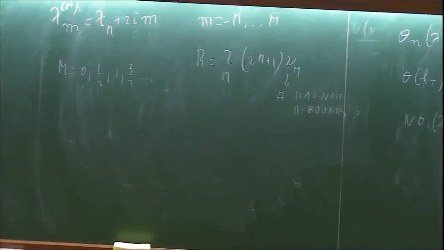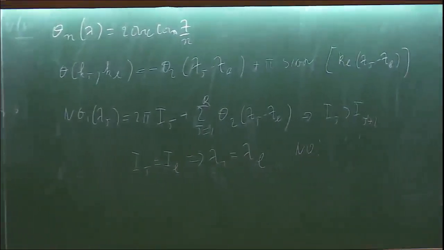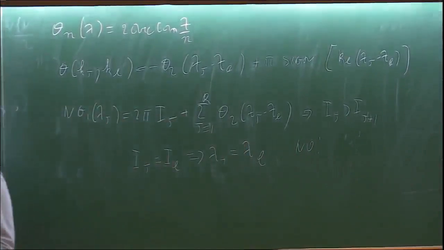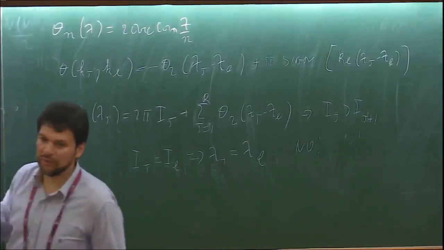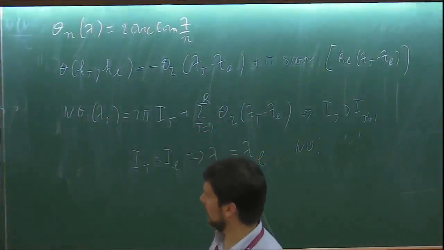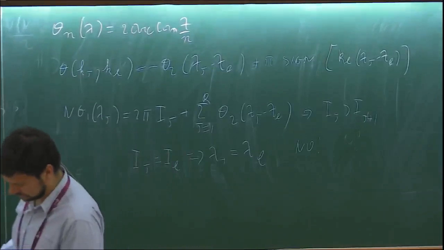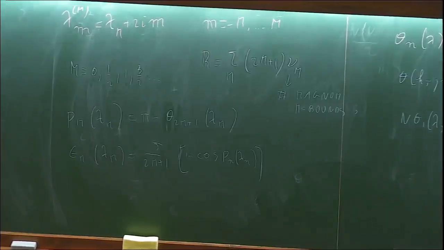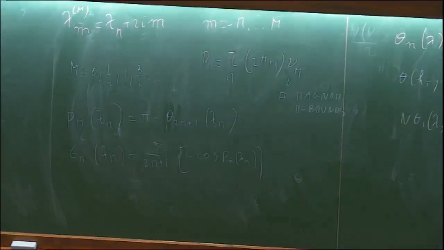And then you can convince yourself, it's an algebra exercise, that in the Bethe equation you can first factor out the scattering between magnons belonging to one complex, and you have a lot of simplification, so that these magnons acquire a modified momentum and a modified energy contribution. So in particular, the momentum of a magnon of type m with center of mass lambda m is given by pi minus theta 2m plus 1 lambda m, and the energy is given by J over 2m plus 1 minus cos of Pm lambda m.